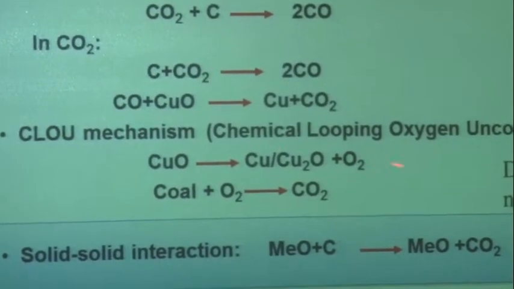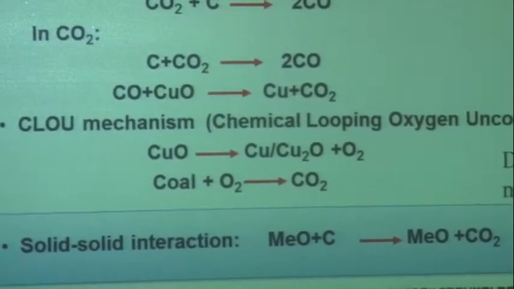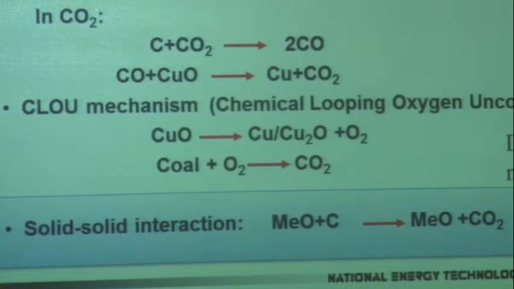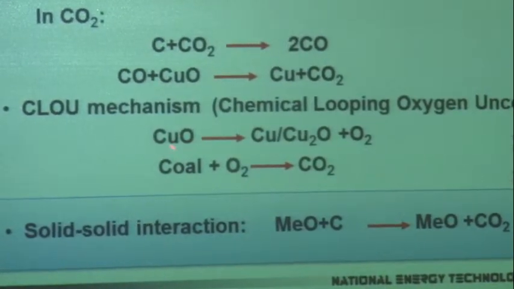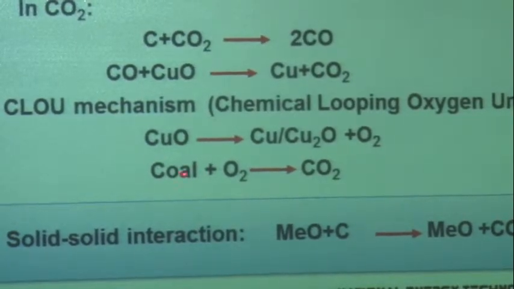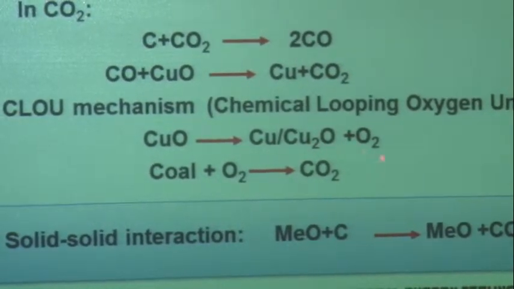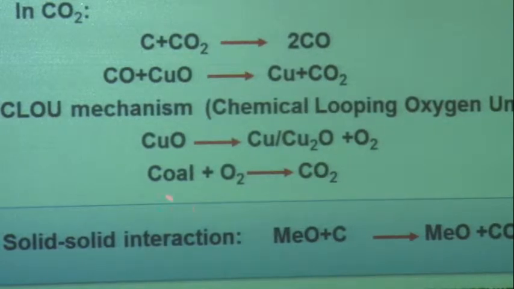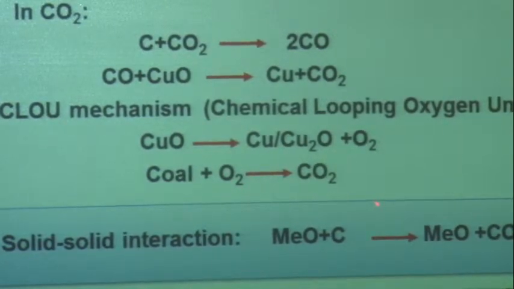There's also a mechanism which you'll hear referred to in the literature as CLOU, C-L-O-U, chemical looping oxygen uncoupled. The way that works is if you heat up copper oxide, it'll decompose and release oxygen if you get the temperature high enough. So that's another route to chemical looping. And then, of course, the coal would react directly with the oxygen.